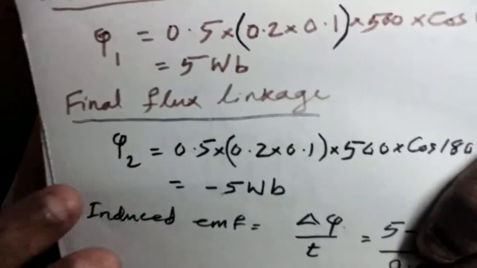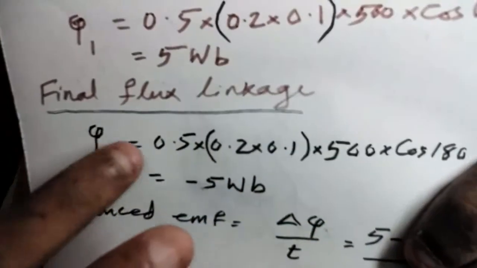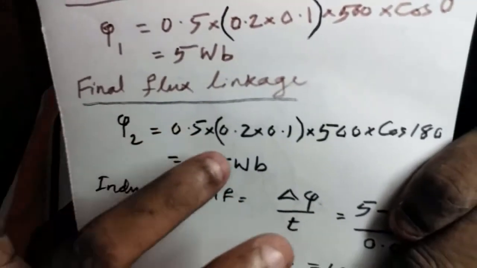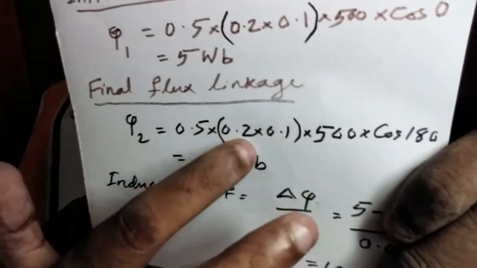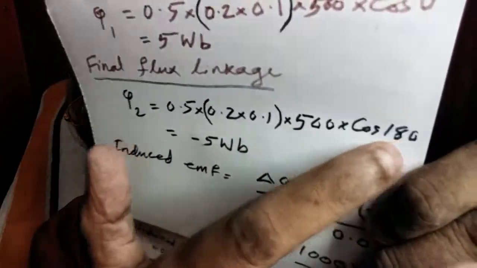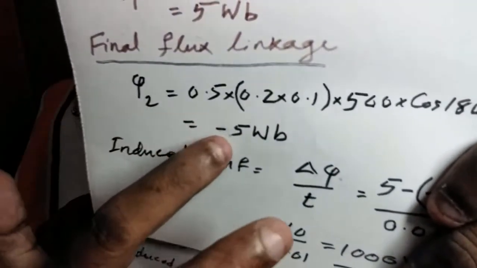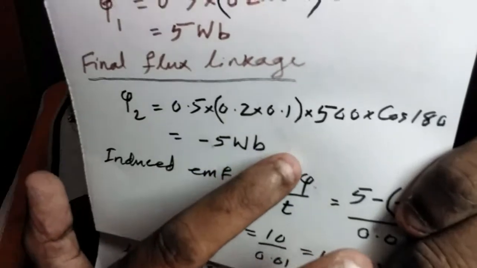So total final flux linkage of the coil phi 2 equals BAN cos theta, 0.5 into 0.2 into 0.1 into 500 into cos 180. Cos 180 is minus 1. So the answer is minus 5 Weber.